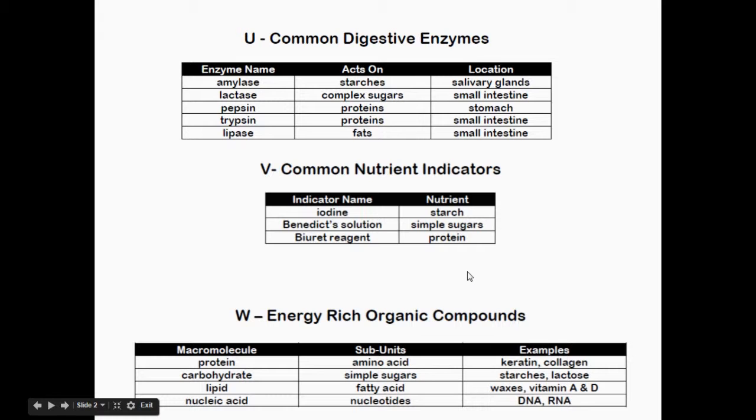Hey folks, okay, I'm going to lead you through what you need to do to catch up if you missed the day that we started the Potato Diffusion Lab. And actually the first thing that we did that day was we did a little bit of work with the reference tables. So what you need to do is find page 8 in your reference tables that I gave you about a month ago. Page 8 starts with table T, and we're interested in table U, V, and W. So hit pause and go find page 8 in your reference tables.